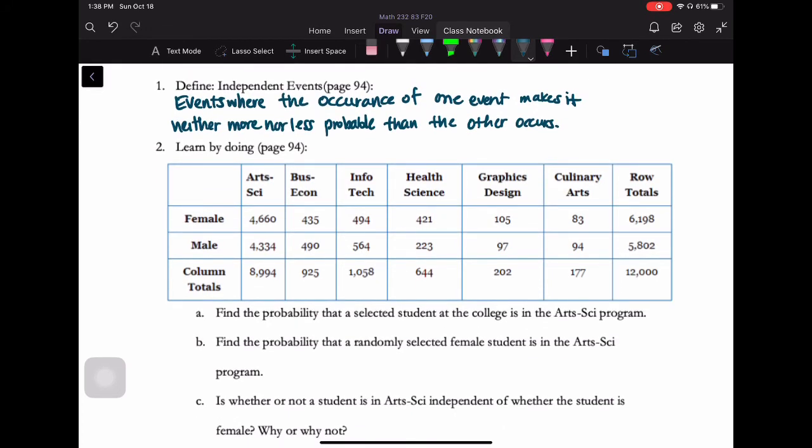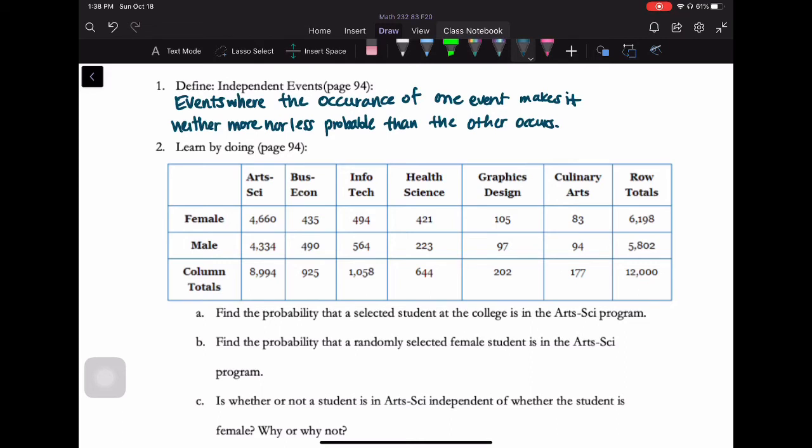Independent events are two events where it doesn't matter whether or not one happens in terms of influencing the other. For instance, whether I go to work or not has no impact on whether it's going to rain or not. They're not related. But whether I go to work or not probably has to do with how my health is. If I'm sick, I'm probably not going to go to work. So those two would not be independent events.